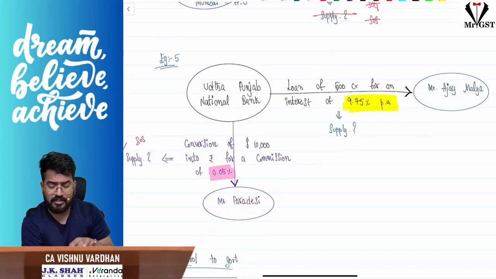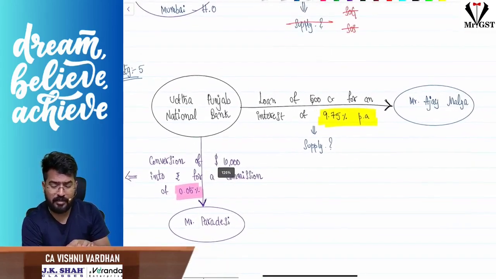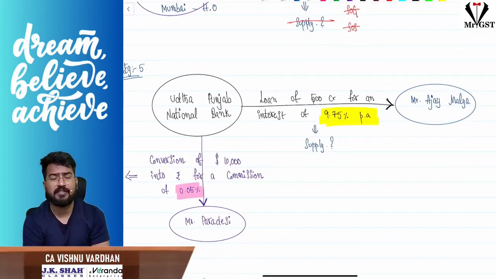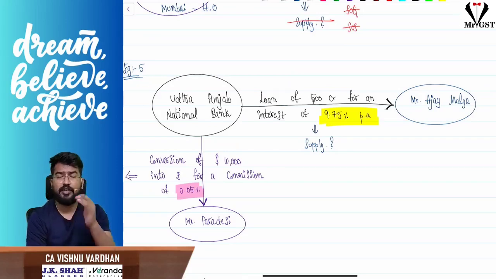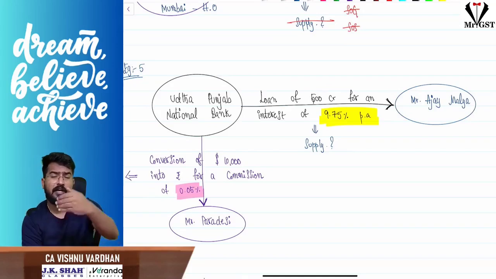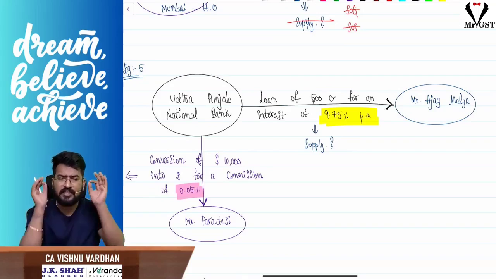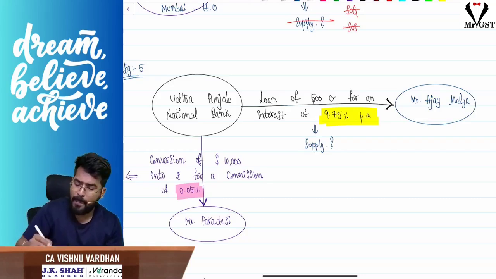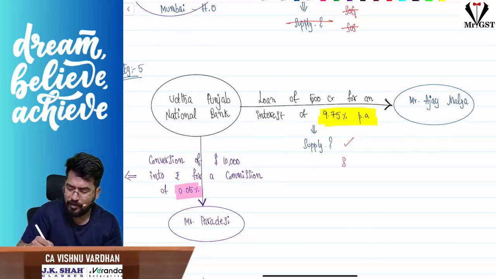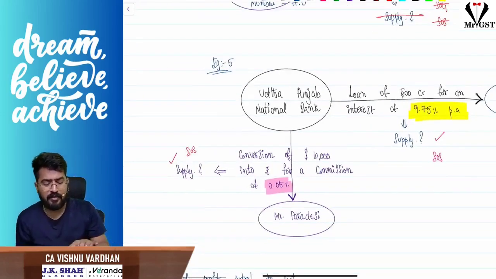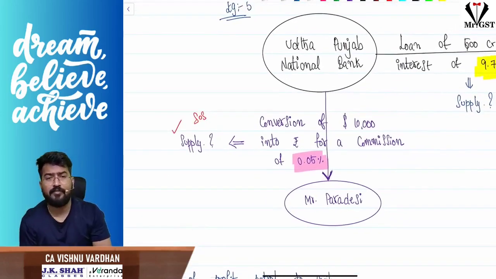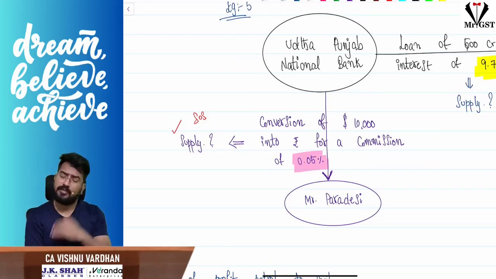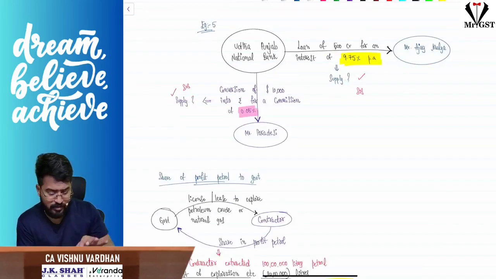Next, Udta Punjab National Bank giving a loan to Ajay Malia for 9.75% interest per annum, 500 crores. As I already told you, when extra consideration is charged for allowing somebody to use your money or for converting money, that is very much supply. So this is supply of service. Same way, one person is converting money from dollars to rupees, where the forex dealer or the bank is charging commission. Supply of service. Okay. Next.